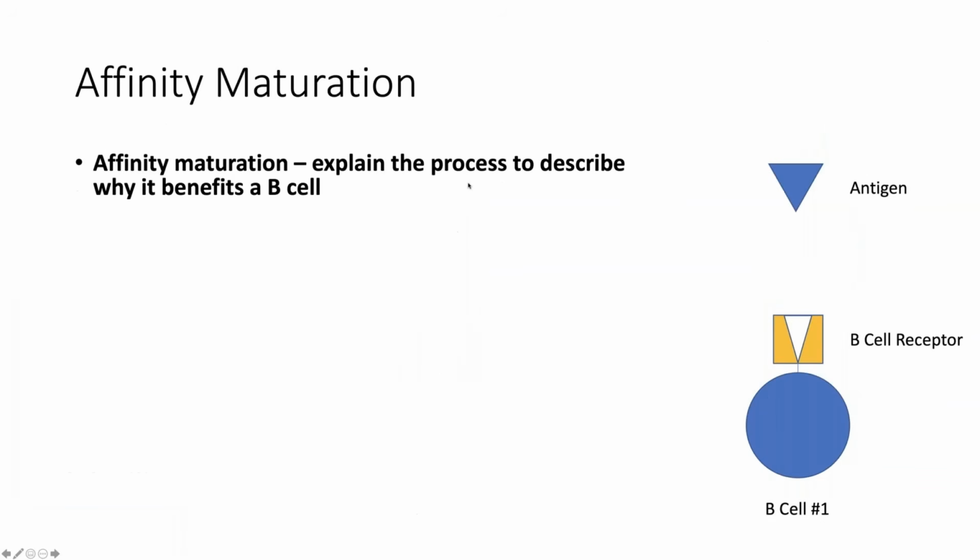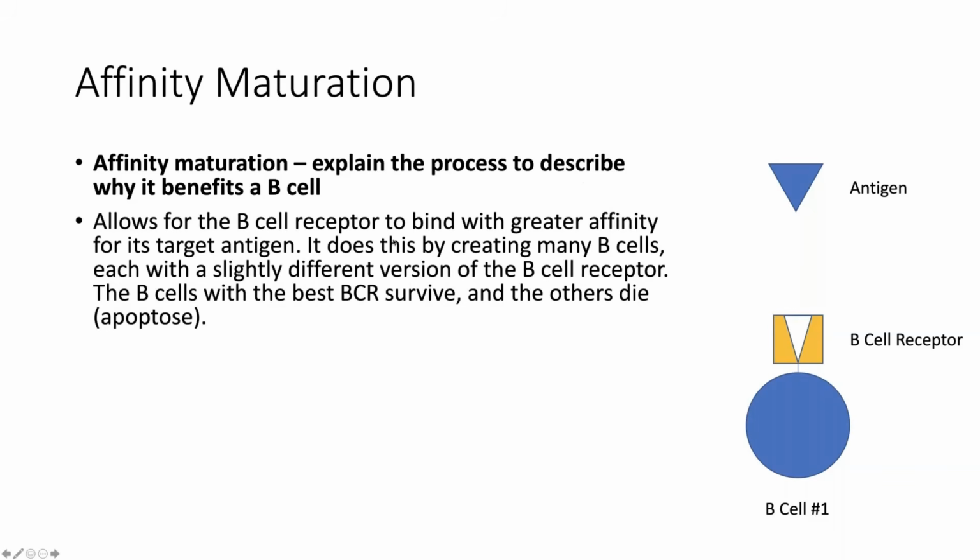Gianna, so affinity maturation. Explain the process and describe why it's going to benefit a B cell. So why is that good for the B cell? The process we just went over was affinity maturation, whereby the B cells with the B cell receptors that have the highest affinity for the antigen are able to survive and undergo clonal expansion to duplicate themselves. I guess it benefits a B cell because it makes it more specialized to one particular antigen. Perfect. The B cell receptor is going to bind with a much greater affinity, which means the future antibody is going to bind with a much better affinity.